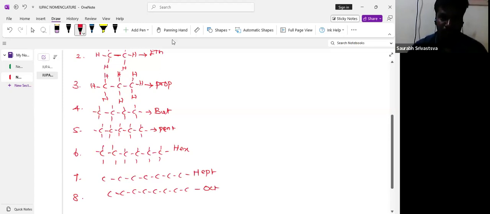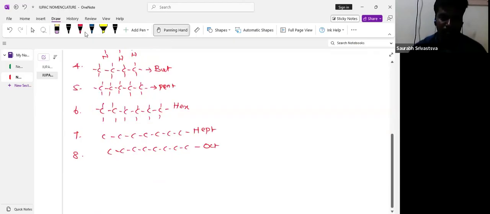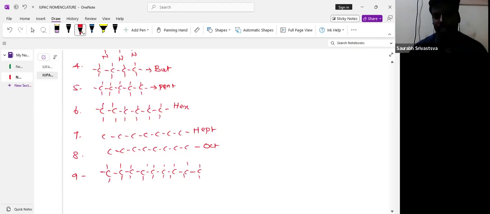And next, if it is 9 carbons: 4, 5, 6, 7, 8, 9. If it is 9 carbons connected with all the terminals being hydrogen, then it is called non, N-O-N. If it is 10 carbons, then it is called dec. This is the root word. First, we should know the root word.